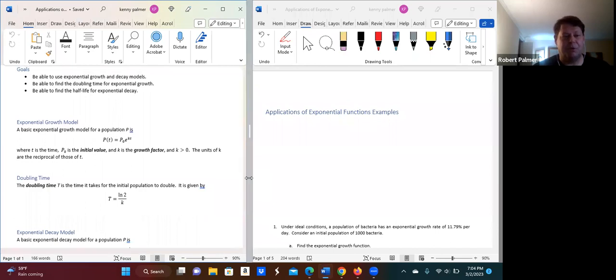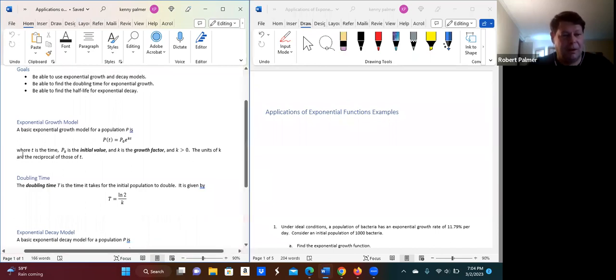First, let's talk about exponential growth. An exponential growth model looks like this, in general. Let's define what everything is. First off, your P0 is what's called the initial value. That's the amount you're starting with, whatever it is you have. Of course, e is the exponential base. k is what's called the growth factor here, and k is positive. And t in this case is time in some units. That could be seconds, minutes, days, weeks, months, years. It could be any of those.